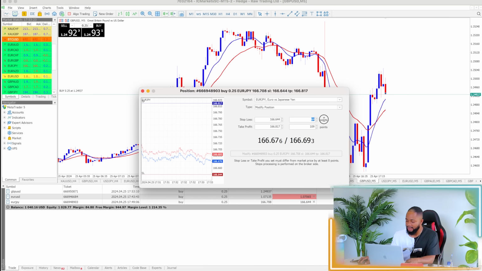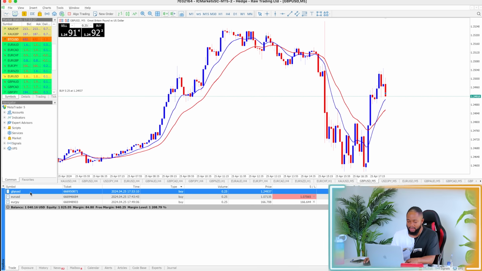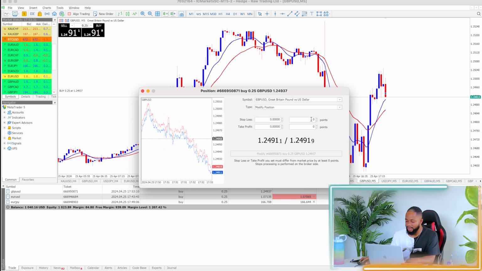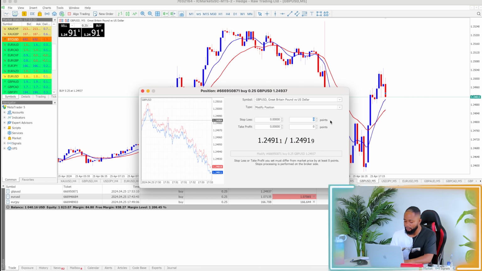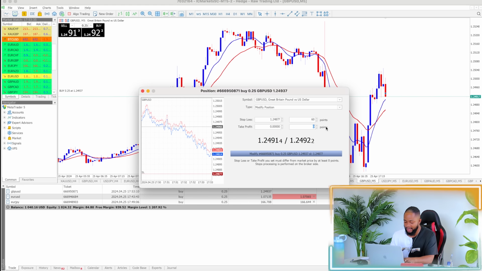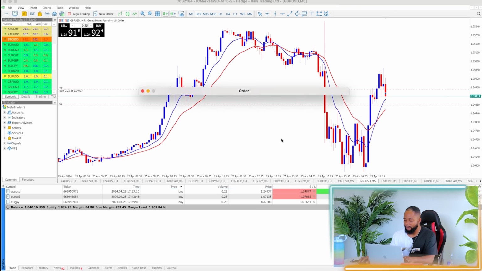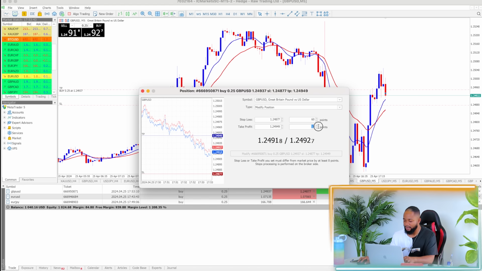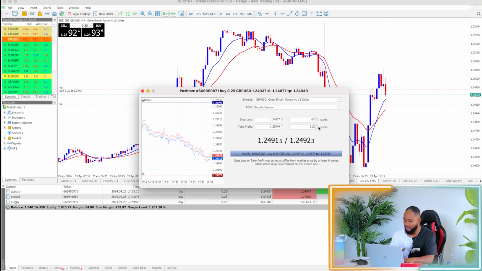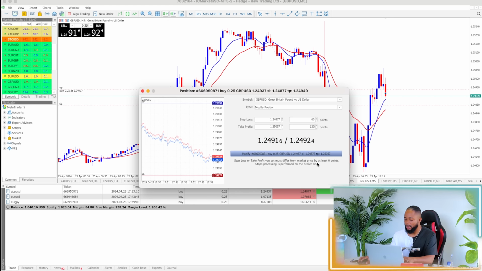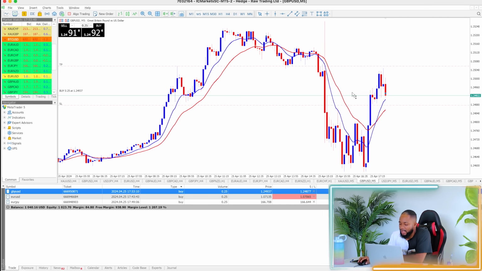I want to risk 6 pips. No, not that one, Great Britain pound USD. I can modify this. Put this on 6 pips, and then this on 12 pips, which is 12 pips, not 1 point. So 12 pips is going to be 120. Good. So that's my take profit and my stop loss on that one.